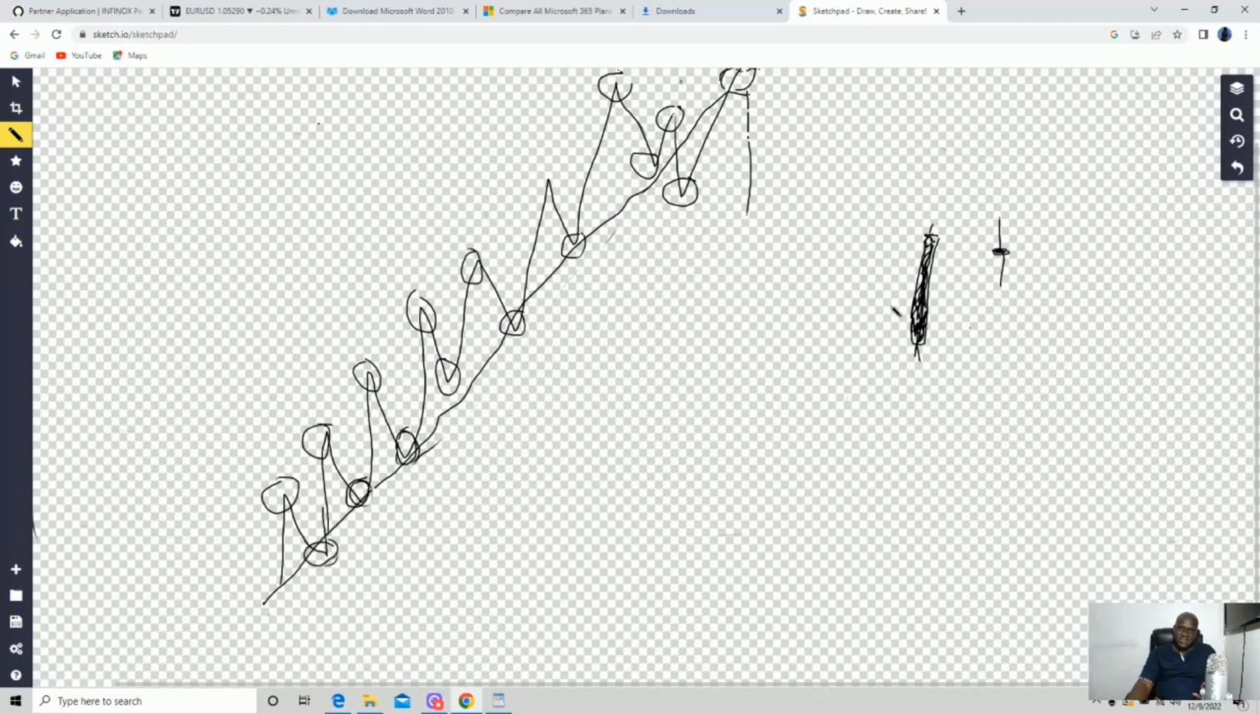Very easy. So from here now, you start drawing: this is your lower low, this is your lower high, so this will be your lower low again. So you can start reversing now. This will be your lower high, lower low, lower high, lower low, lower high, lower low. That is how it is, as simple as that.